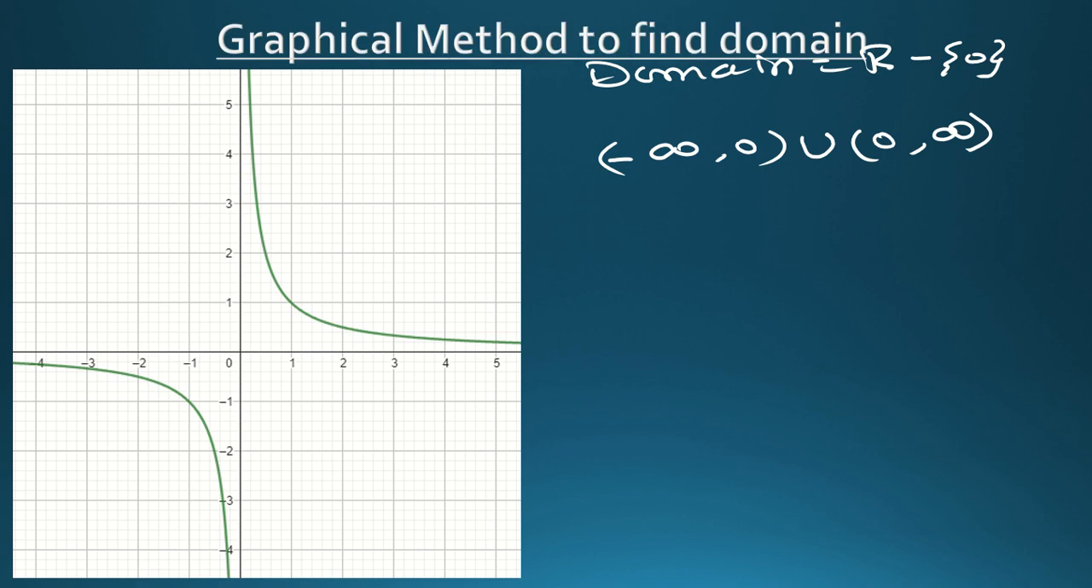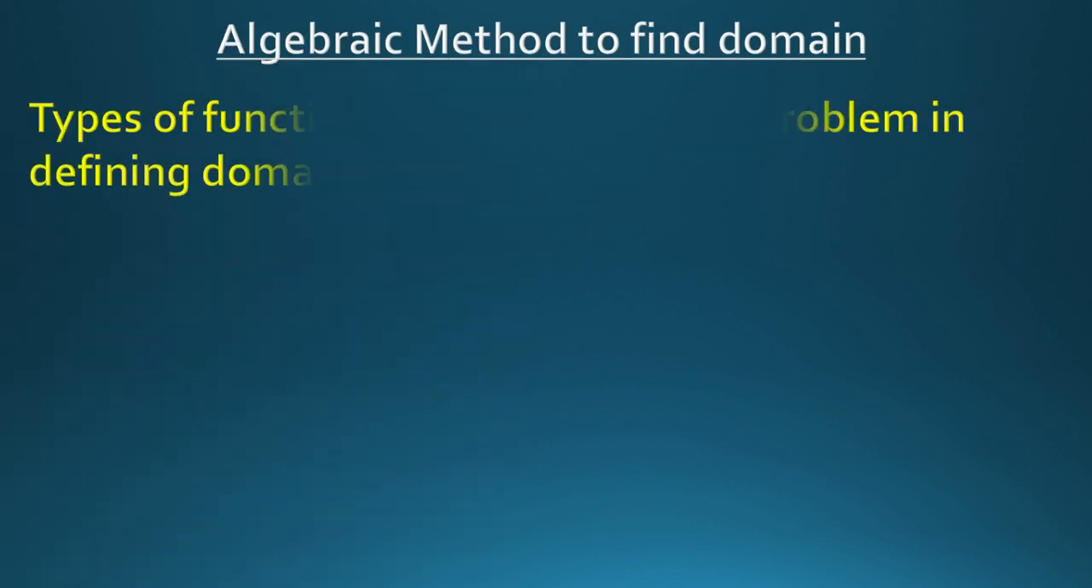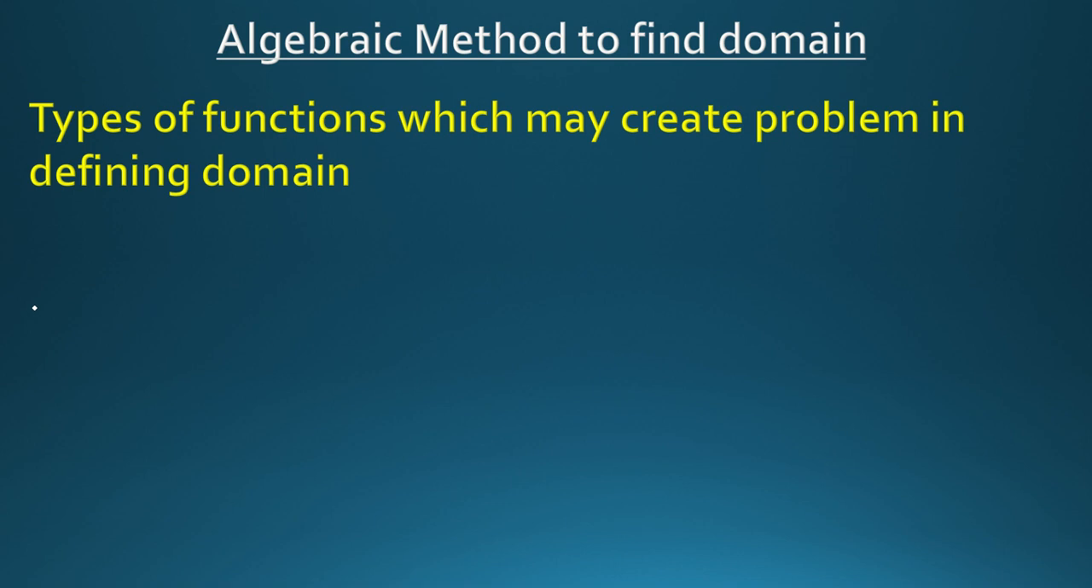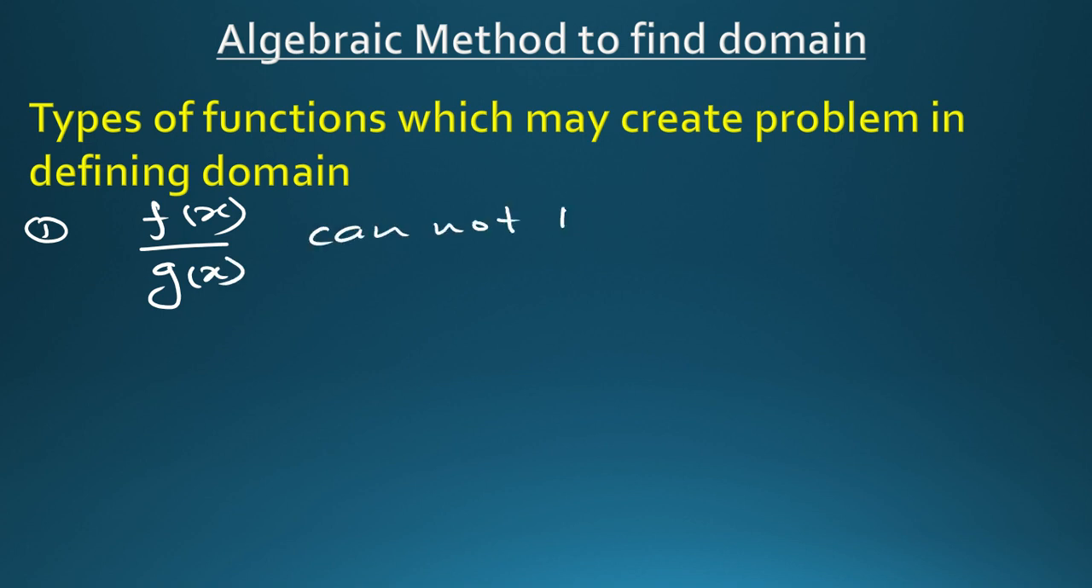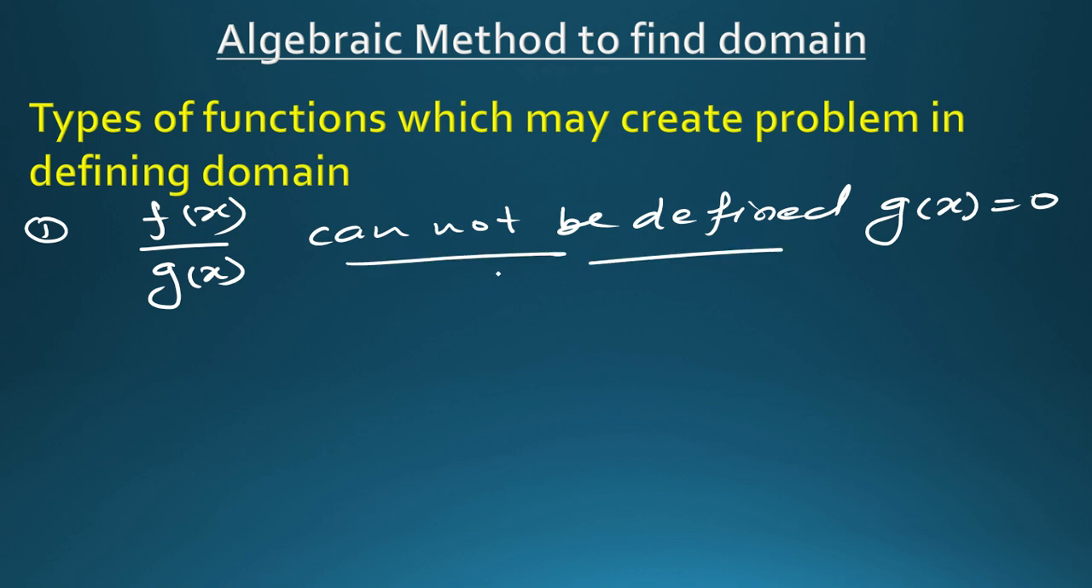Okay. Now, let's talk about some algebraic methods for the functions. Algebraic method means before solving the questions, we'll see what type of functions can create problems in finding the domain. So, first one is if you have any rational function like this, f(x) upon g(x) type function. When will it not be defined? It cannot be defined if g(x) is equal to 0. Okay. So, any rational function will not be defined if its denominator becomes 0.